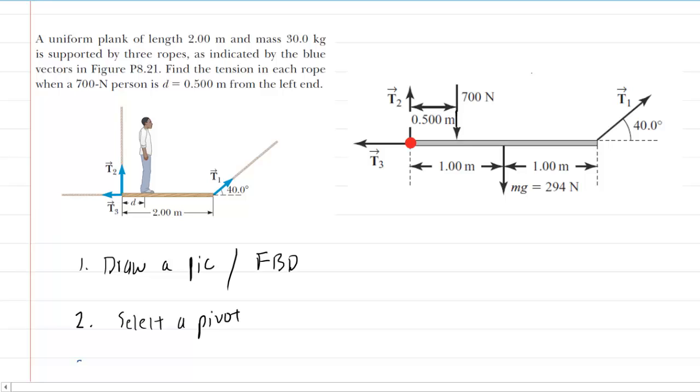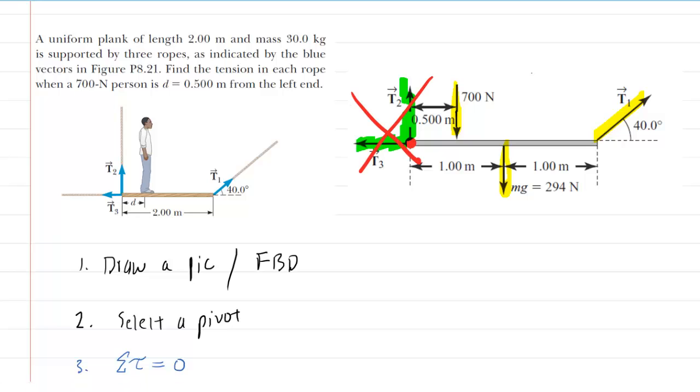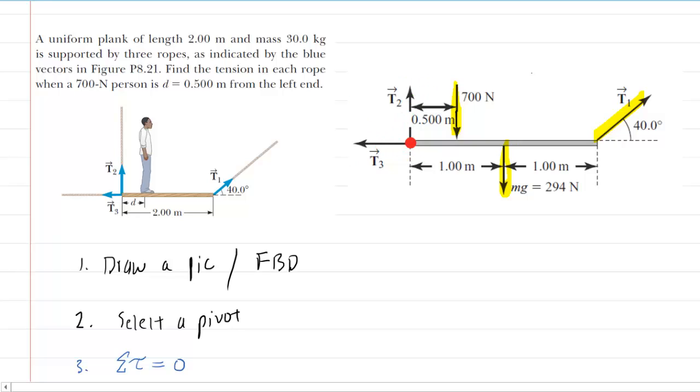The third step is to note that because this plank is in equilibrium, the sum of the torques is equal to 0. Now, we're only going to have to deal with 1, 2, 3 torques. We don't have to worry about T2 and T3, and the reason is that they pass through the pivot, so they do not produce any torque. Think about pushing on the hinge of a door. If you go up to a door and push on the hinge, it's not going to rotate because you are applying a force at the pivot point. It's the same idea here. So T2 and T3 will not produce any torque. We only have to deal with the 3 torques, or the 3 forces, that we've highlighted.